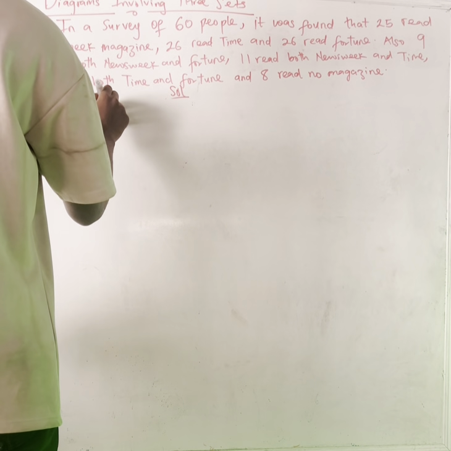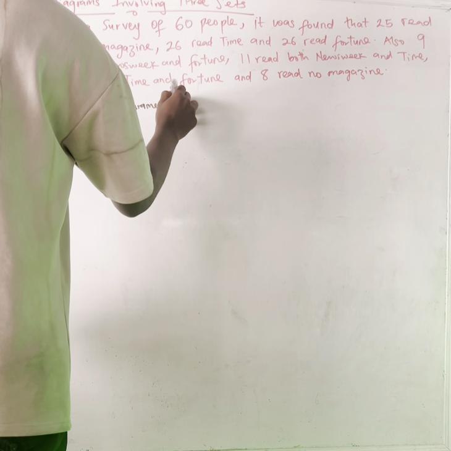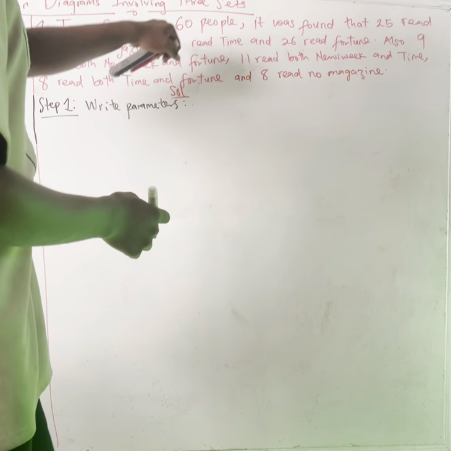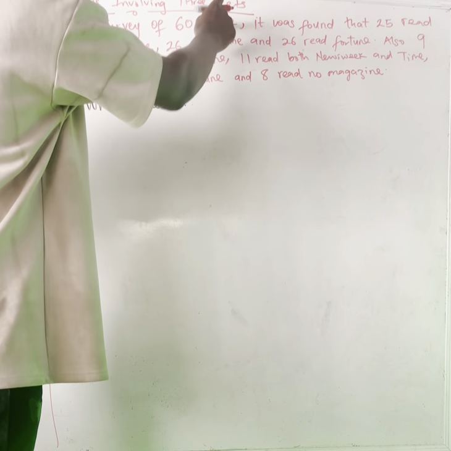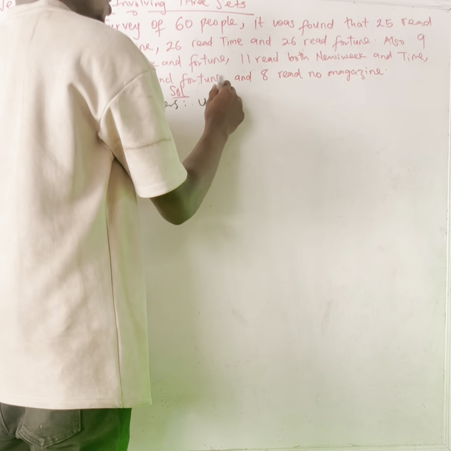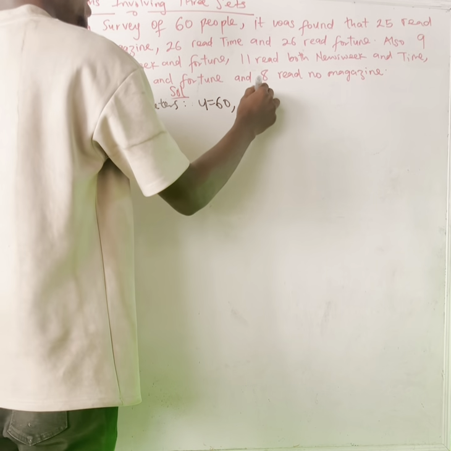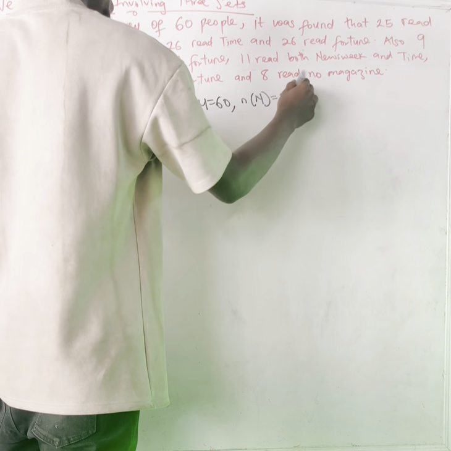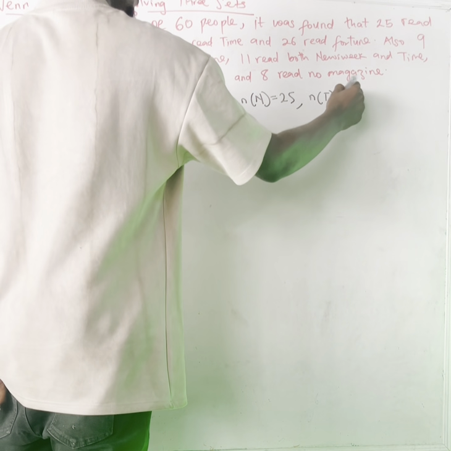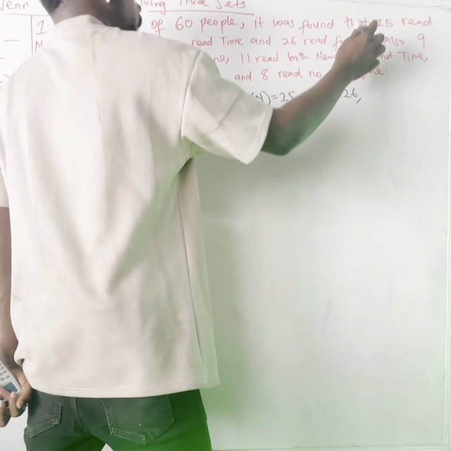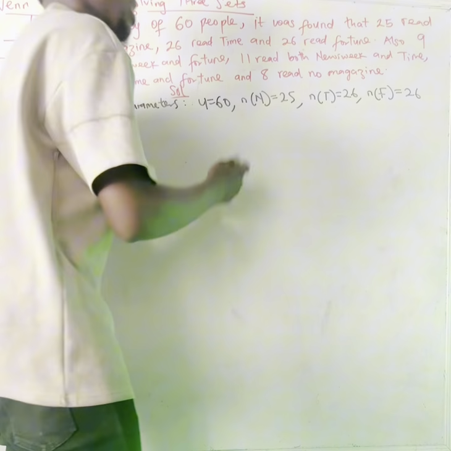Write the parameters. The first parameter given to me is the universal set. That is 60 people. The universal set is equal to 60. 25 read Newsweek, so the number of Newsweek is equal to 25. 26 read Time, so the number of Time is equal to 26. 26 read Fortune, so the number of Fortune is also equal to 26. First, we write out the parameters.